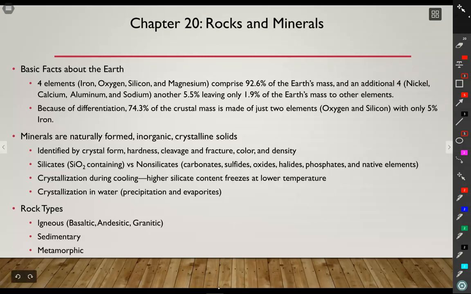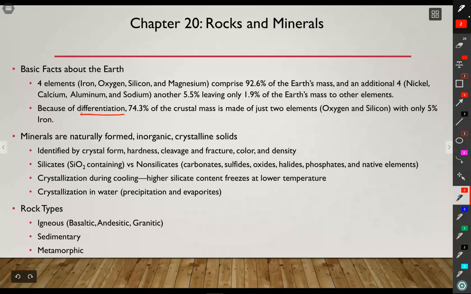And differentiation is that more dense things sink in less dense things. So even though the Earth is currently not in a molten state, stuff will still float up and down. So less dense stuff floats up, more dense stuff floats down. So we believe that we have lots of iron in the core, and a lot of the nickel is in the core because it's more dense than other material.